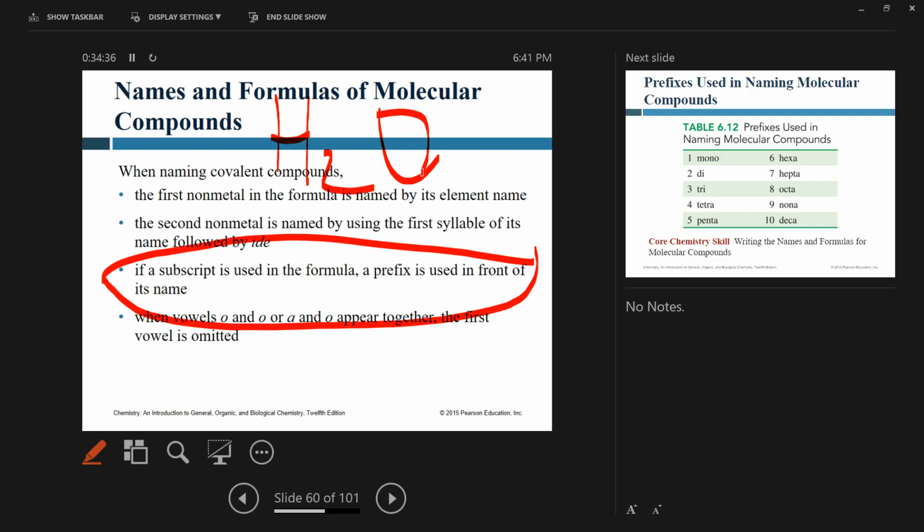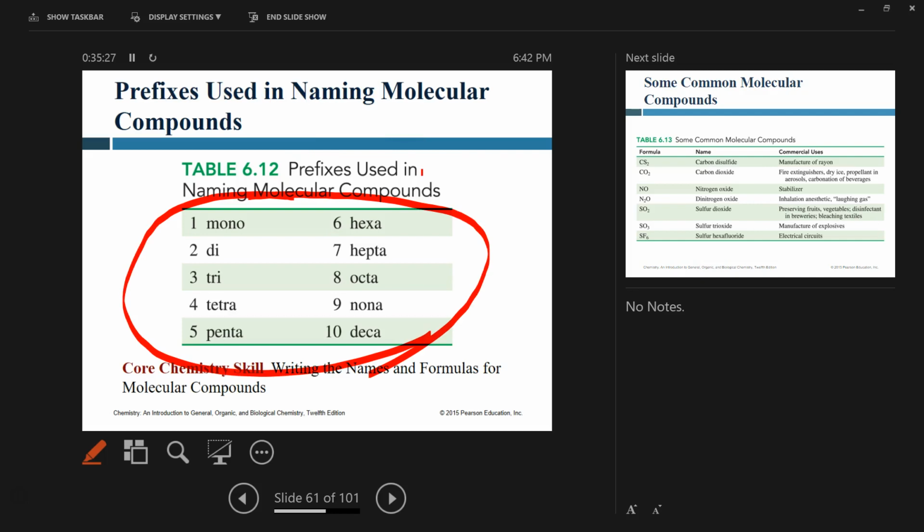So the first nonmetal is named by its element name. What's the name of the first element in the formula? Hydrogen. What's the name of the second element? Oxygen. What's the first syllable? Ox. So oxide. Hydrogen oxide. Any subscripts? Yes, to hydrogen. Dihydrogen oxide. Does that make sense? Mono is usually omitted. Mono means one. So dihydrogen oxide.